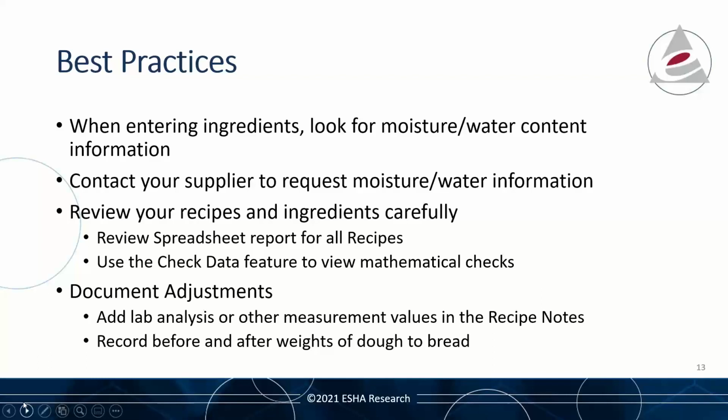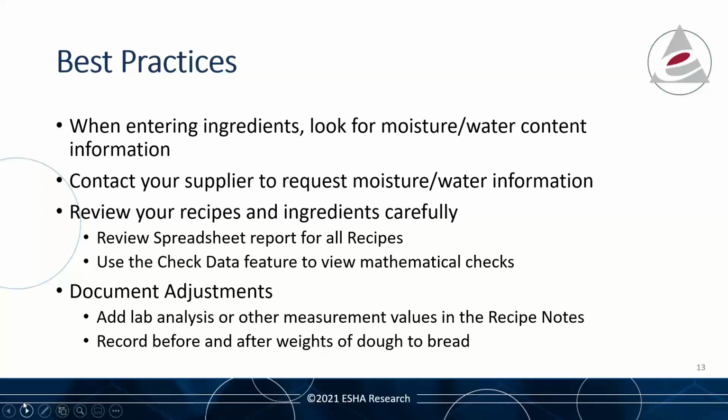One of the checks that Genesis will look at is the weight. So the components that contribute to the weight of a food or your recipe serving include water, ash, protein, carbs, fat, and then alcohol. So make sure that all of those are populated, and especially your water content, so that you can use the check data feature to run a mathematical check on your numbers.